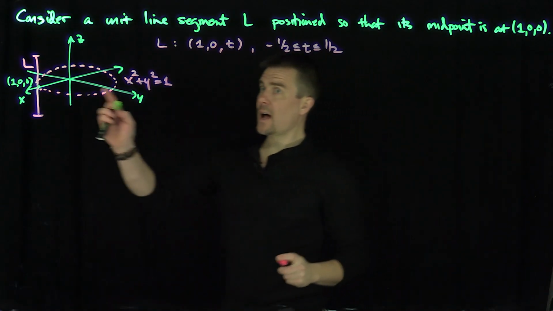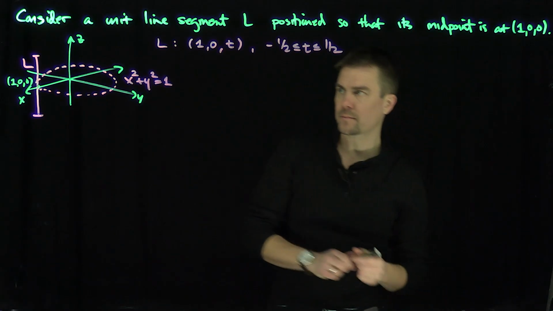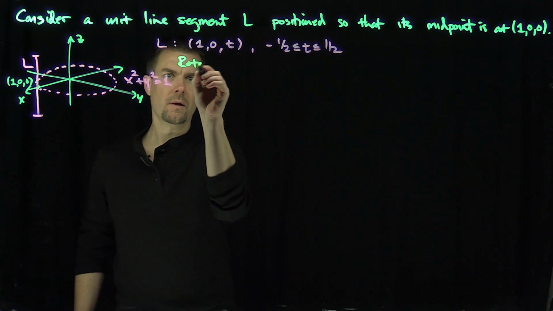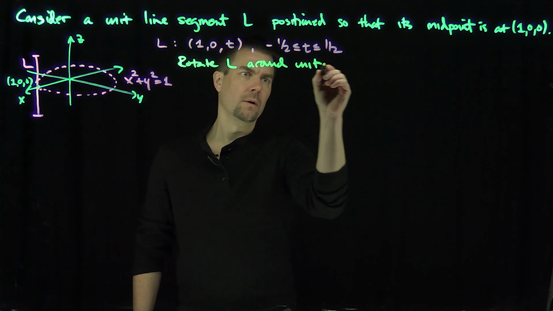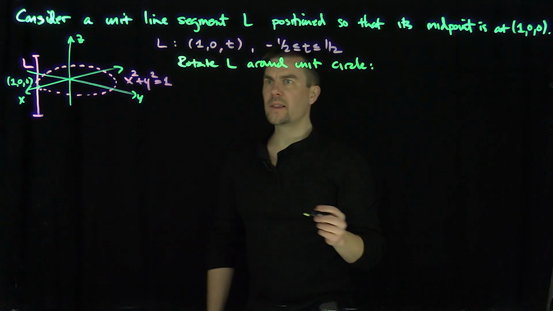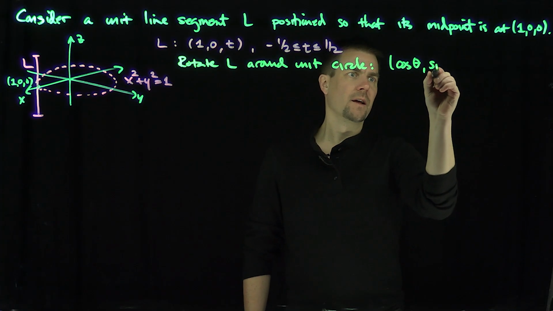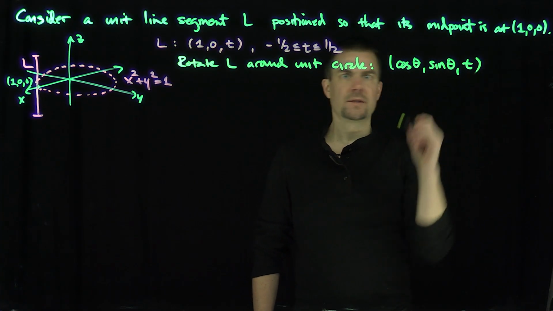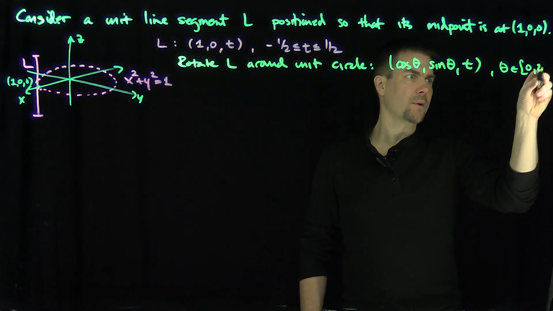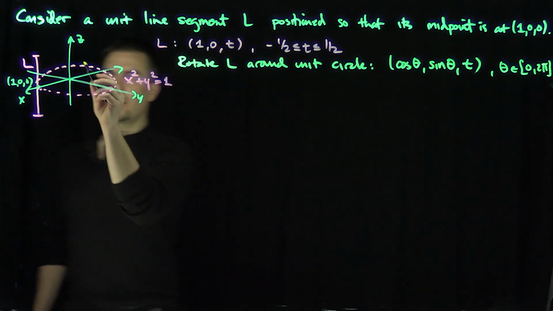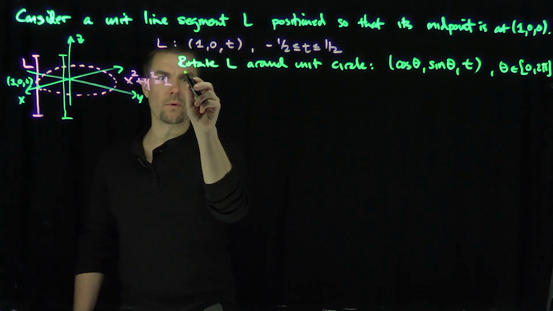Now, if I was to rotate L around the unit circle, I would get a cylinder, right? And if we did that, we'd have cosine of theta, then sine of theta, then t, where theta goes between 0 and 2 pi. That's what I would get if I was to take my line and just straight up rotate it around this circle over here. And I get a cylinder this way.